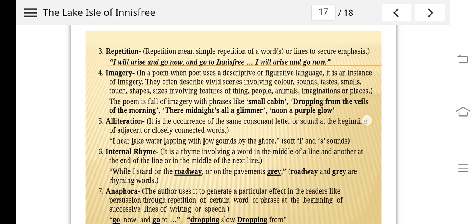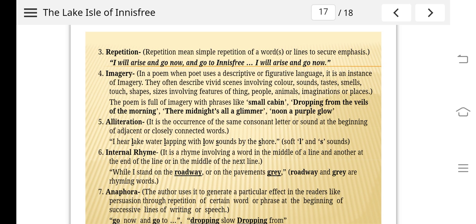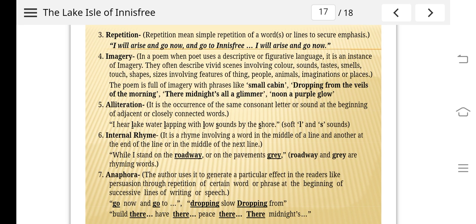Repetition, you can see here: I will arise and go now, and go to Innisfree. I will arise and go now. So this is called repetition. Repetition means a simple repetition of words or lines to emphasize. Imagery in the poem, you can see: small cabin, dropping from the veils of the morning, midnight's all a glimmer, noon a purple glow. These are the imagery things added.